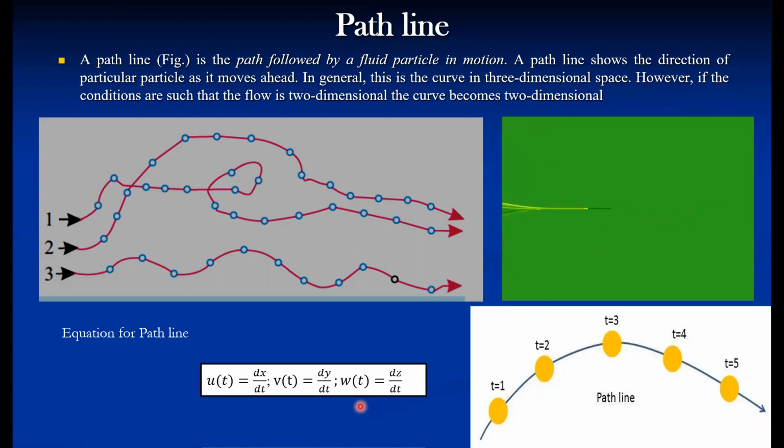The resultant velocity vector is u i hat plus v j hat plus w k hat for a particular particle. So this is the path line. Generally, scientists use this approach in the Lagrangian approach when they study rarefied gas.